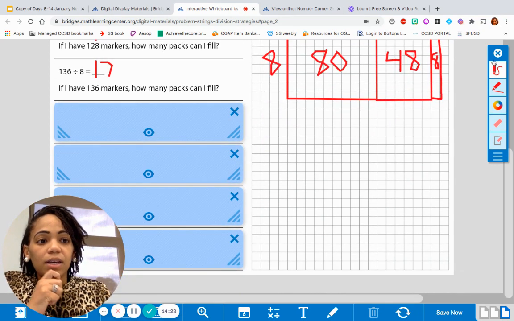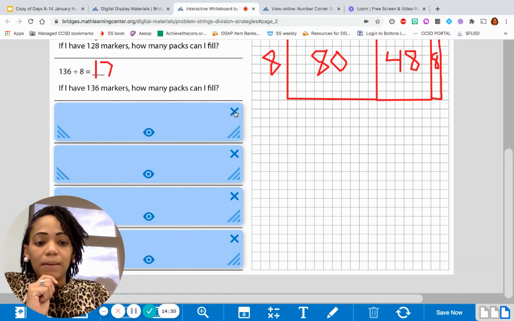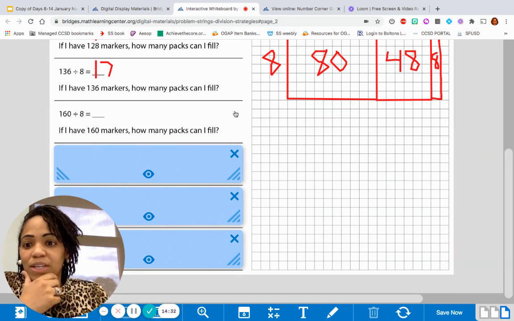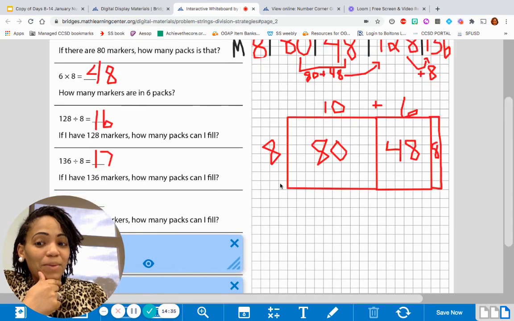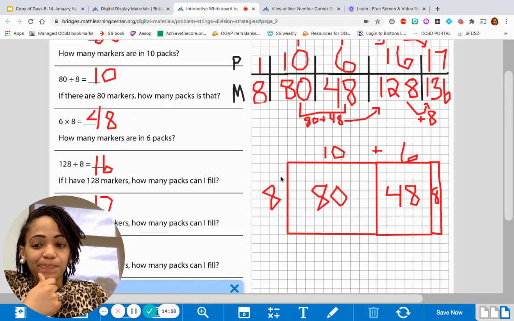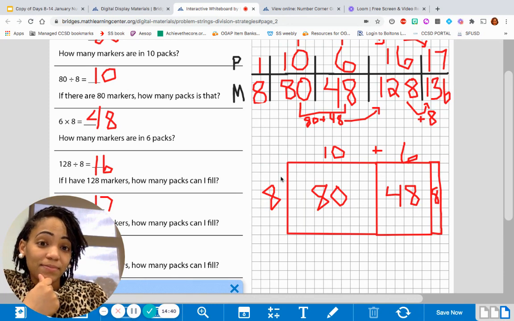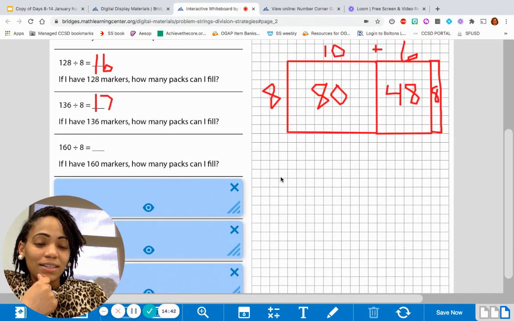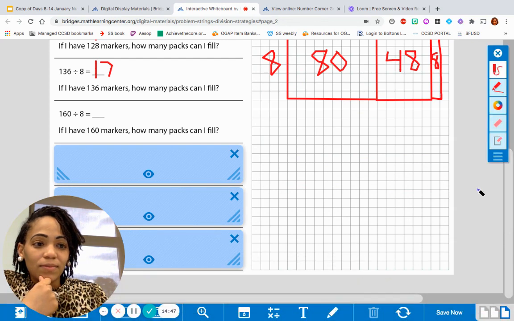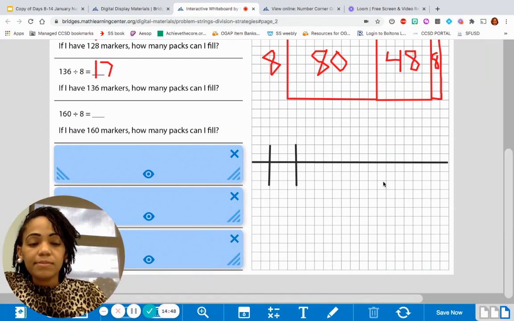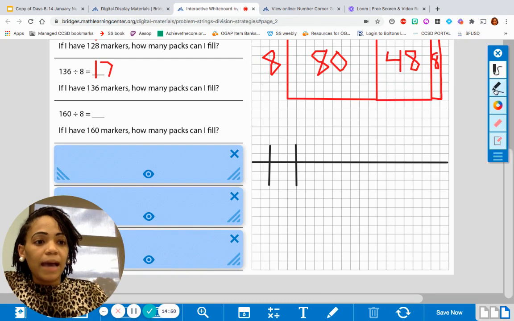All right, let's keep it moving. Let's see what else we got. Ooh, 160 divided by 8. Let's work it out. Right. If you haven't already noticed, we're going to use what we've already done on our ratio table, and I'm going to redraw it down here.